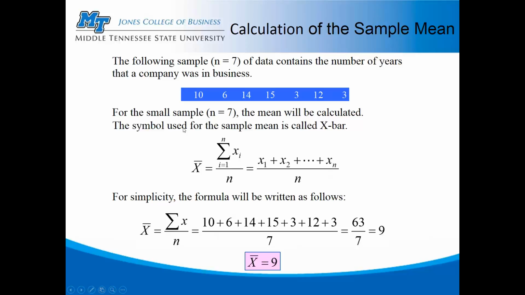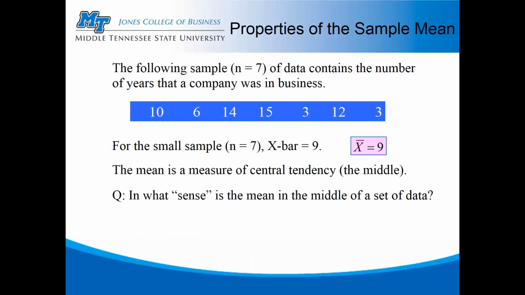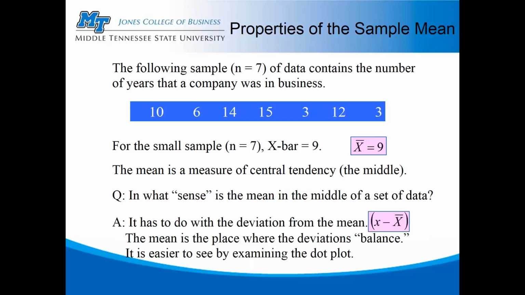So here, if you add up the 7 numbers, you get a sum of 73. You divide that by 7 and you get a 9. So the sample mean, or the average, is calculated as 9. So we take and add up the numbers and figure out that the mean is 9. Now that's a point of central tendency. But in what sense is the 9 in the middle?